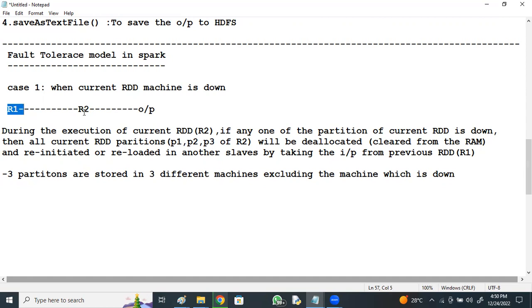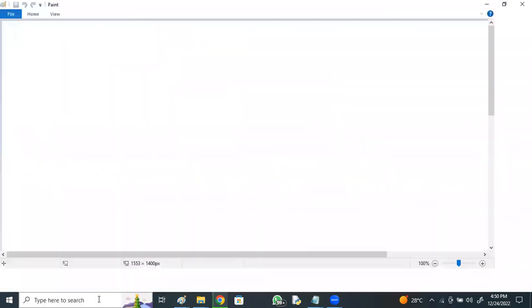Case 1, when the current RDD machine is down. So sir, the complete 3 partitions from R2 will be removed, and again 3 machines will be added, and then it will be executed. Is it like that? Yes.